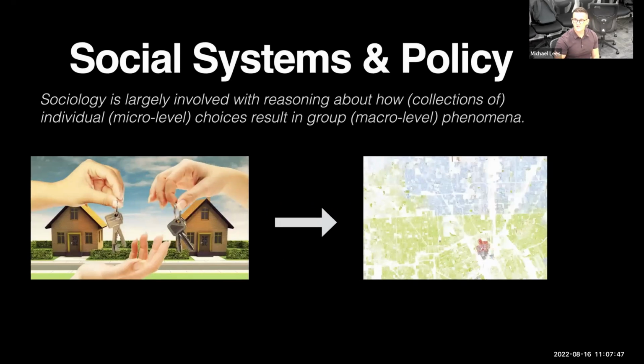So the question then is, how does it relate to social systems and policy in particular? First of all, are there any sociologists in the room, trained sociologists? No, maybe there are online. I hope I don't offend anyone by saying this, but if I summarize sociology in one sentence, it's largely involved with reasoning about collections of individual behavior and how those individual behaviors relate to group level or macro level phenomena. So I'll use that terminology probably throughout the talk.